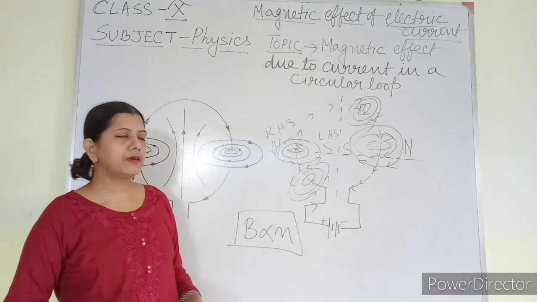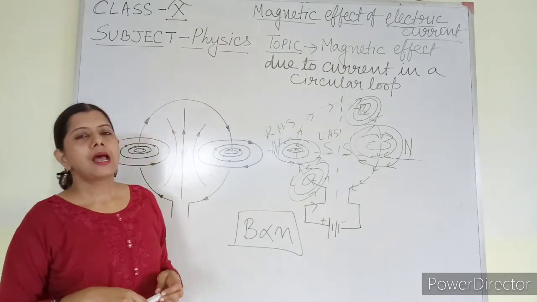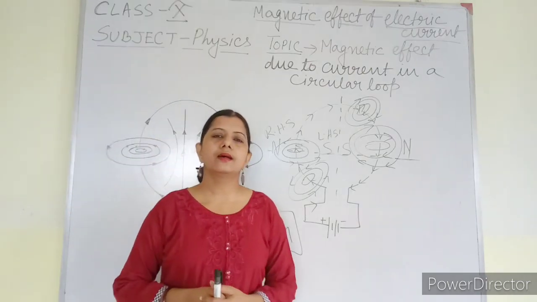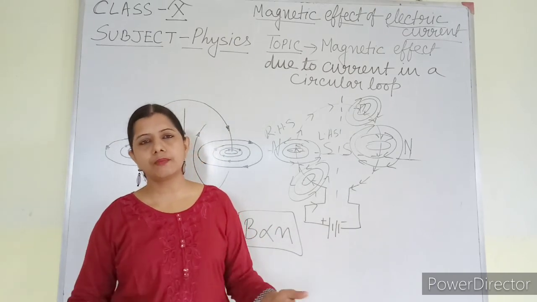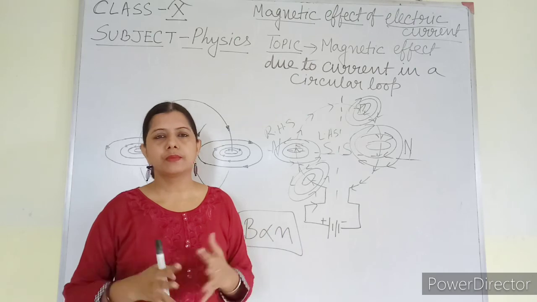So I hope you have understood by this diagram, and you can apply the right hand thumb rule anywhere to find out the direction of current and direction of magnetic field, that you have to remember.